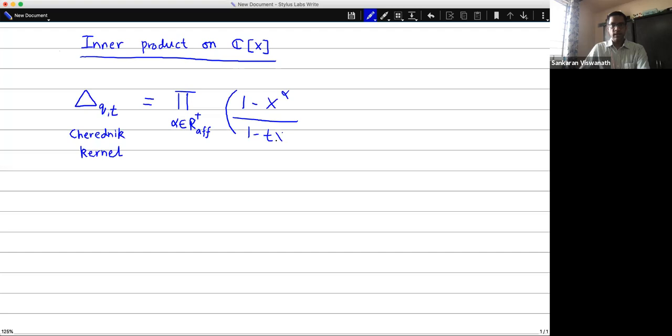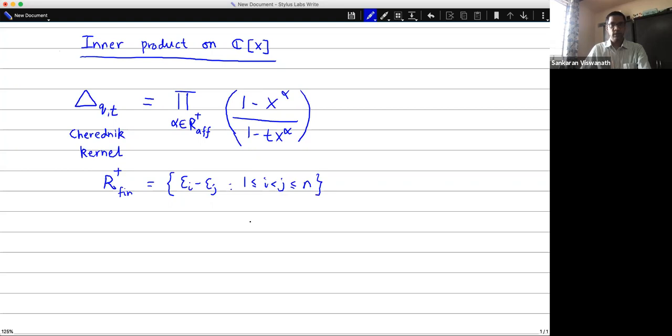Okay, and what is this set of positive affine roots? We are talking about GLN or SLN. Recall that the root system, now just the finite root system, has positive roots which are all the epsilon i minus epsilon j, for 1 less than or equal to i less than j less than or equal to n. These are the GLN positive roots.